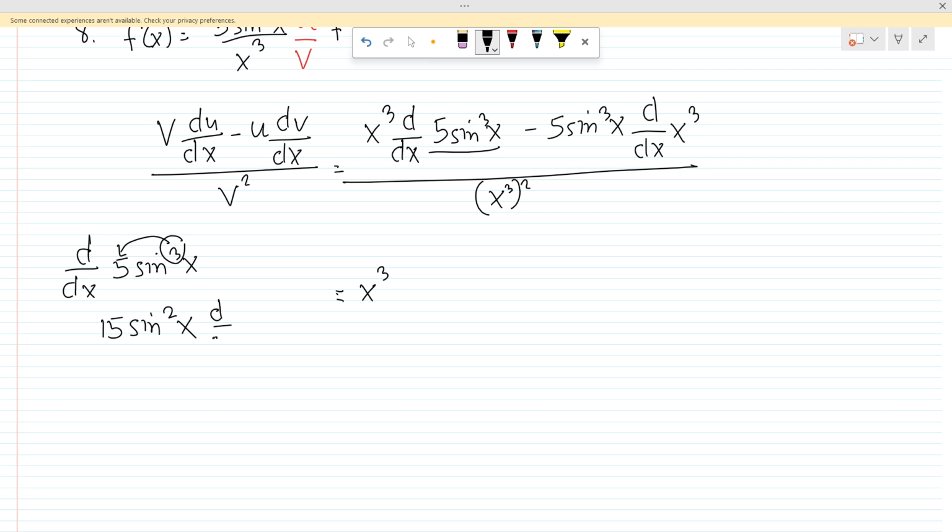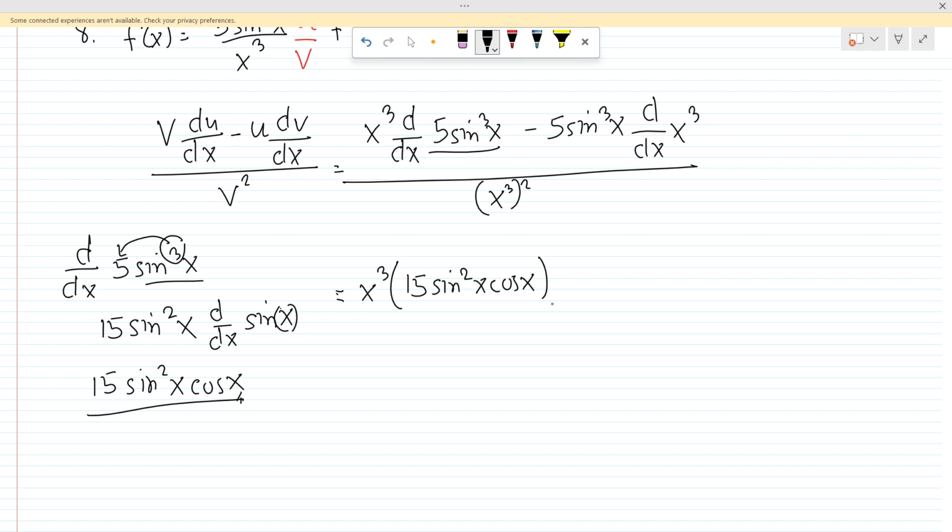Then the derivative of our base, which is sine of x. So therefore, we have here 15 sine squared of x. What is the derivative of sine x? Cosine x. Okay, that is cosine x. Then the derivative of x, which is 1. So basically, this would be our answer for this one. So x cubed multiplied by 15 sine squared of x cosine of x. That would be our first term in the numerator.